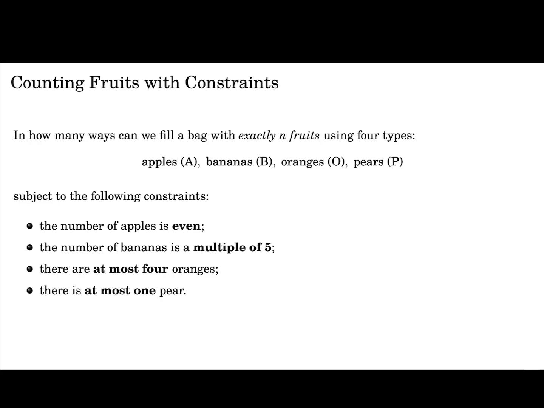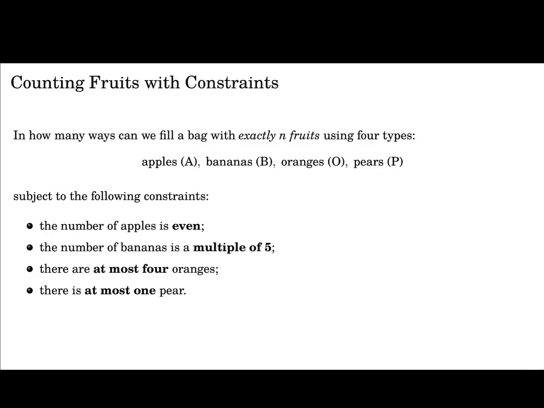Now we are going to use generating functions for counting problems with constraints, right? So let's consider the following problem. In how many ways can we fill a bag with exactly n fruits using 4 different types of fruits: apples, bananas, oranges, and pears? And we have the following constraints. So we need that the number of apples has to be even, the number of bananas has to be a multiple of 5, you can have at most 4 oranges, and you can have at most 1 pear.